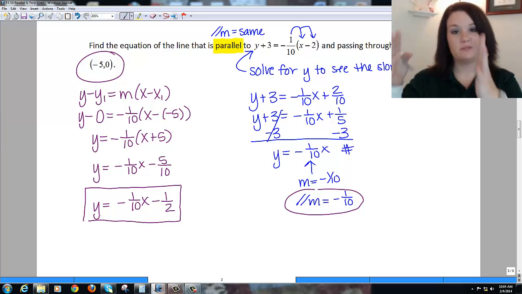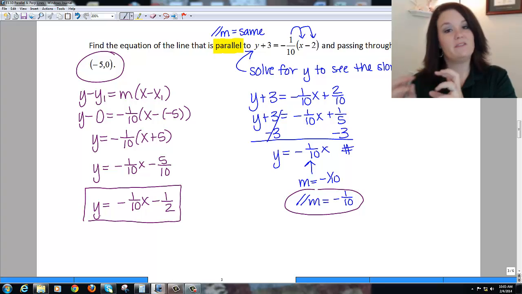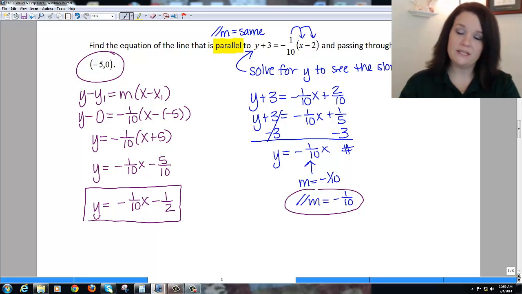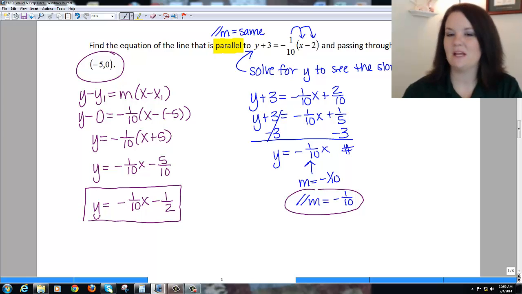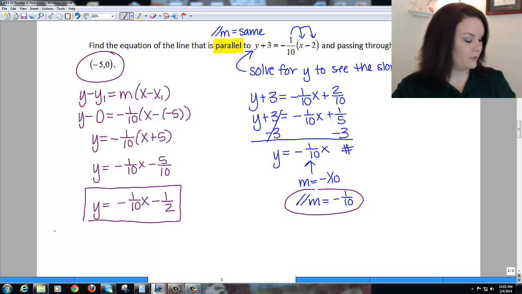Okay, so we use the line they gave us to find the slope. If it's a parallel line, we use the same slope. If it's perpendicular, we use the opposite reciprocal. Once we have that slope, we use that slope and the point that they gave us and plug it into the formula just like we were doing before. Okay, so we're only adding on one step, which is that we have to use the line they gave us to find the slope. So let's look at another one.